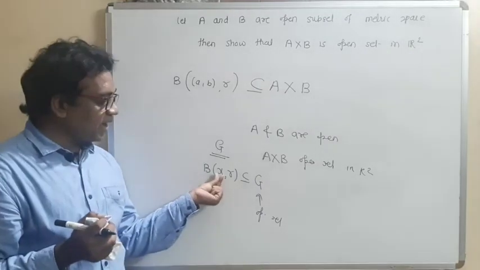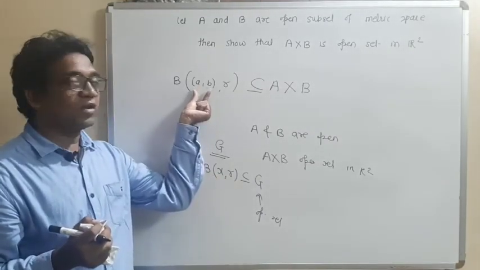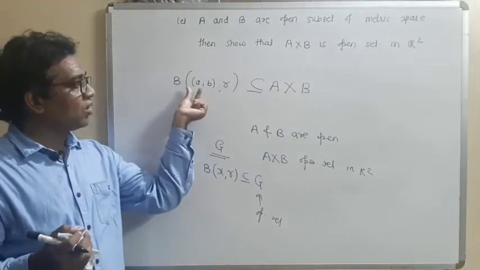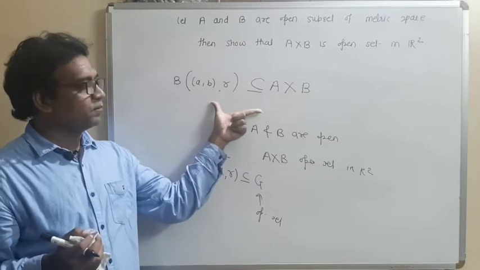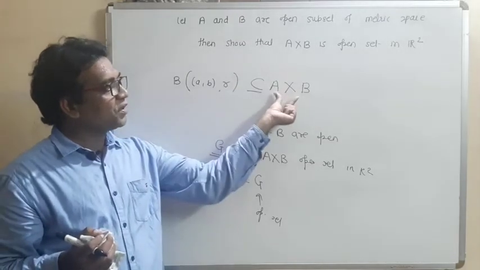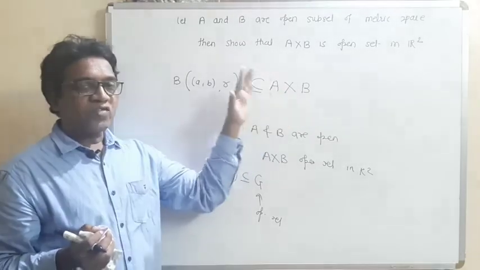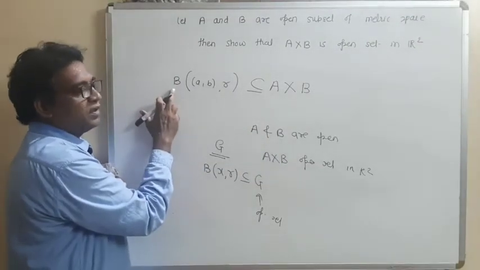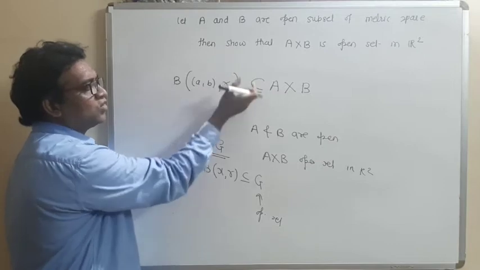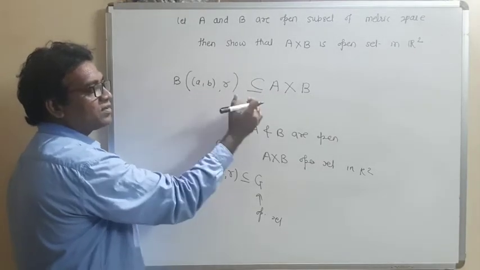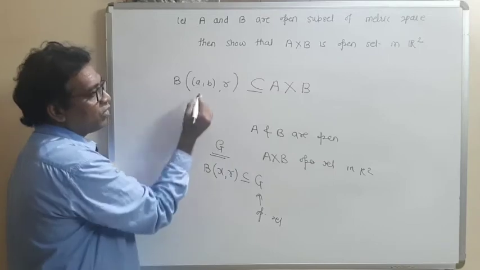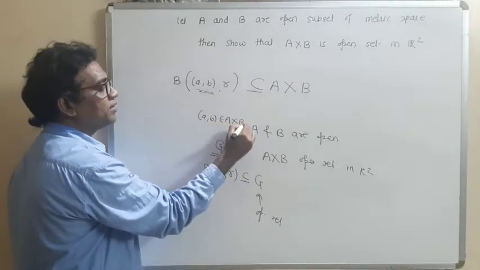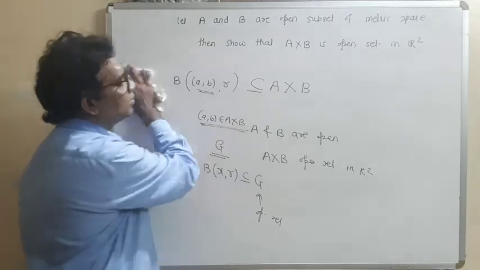Now instead of this element x, we have to take the ordered pair because this is the cross product. For the cross product, we have to take the ordered pair (a, b). So this is our claim. We want to show that this cross product A cross B is an open set. So how to show that? We have to find some open sphere B with center at (a, b) and radius r, and show that this open sphere is contained in A cross B, where this element (a, b) is an element of A cross B. So write down the proof.